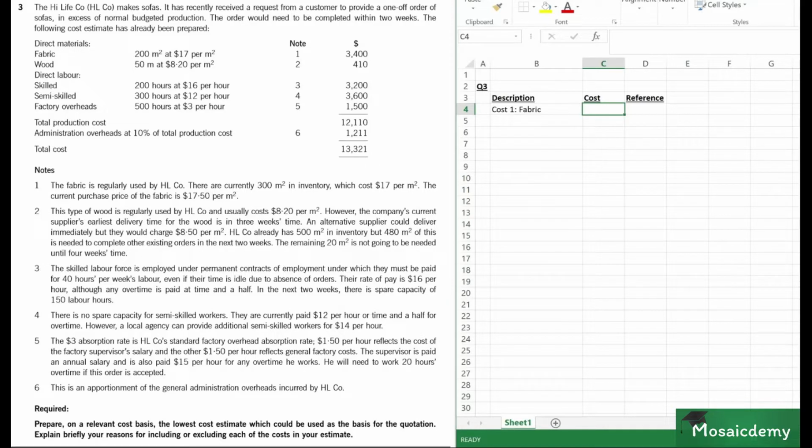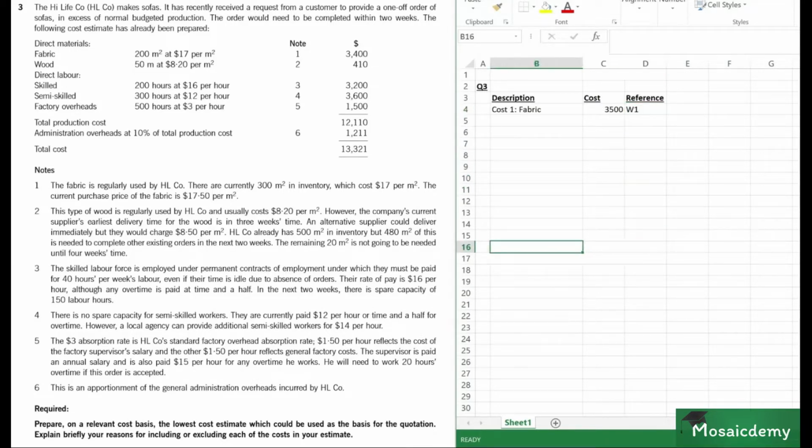We need 200 meters. We have 300 meters in inventory. It's already in inventory, but it's being regularly used. So it has an alternative use. So we don't need to buy it, but we do need to incur a replacement cost since there's an alternative use. And the replacement cost is always based on the current market value, which is $17.5, right? So is equal to 200 meters needed multiplied by 17.5. That gives us $3,500, okay? And let's give a reference here. So this is working 1, W1, okay?